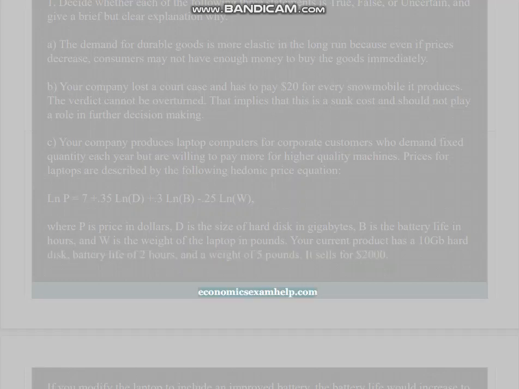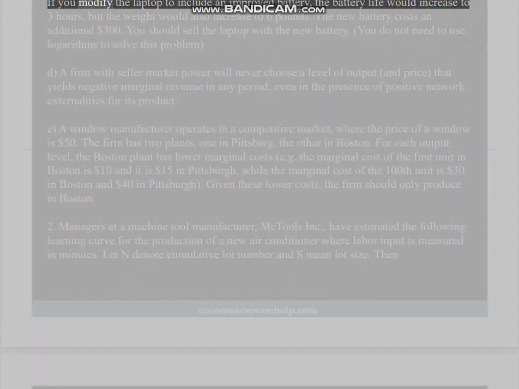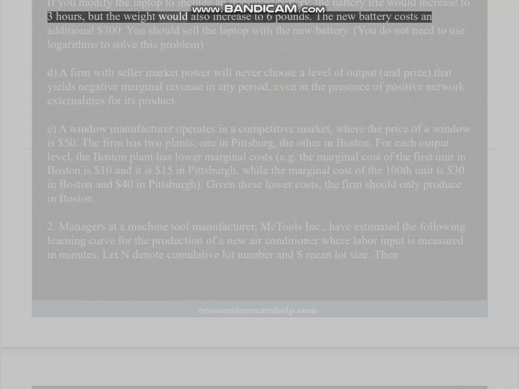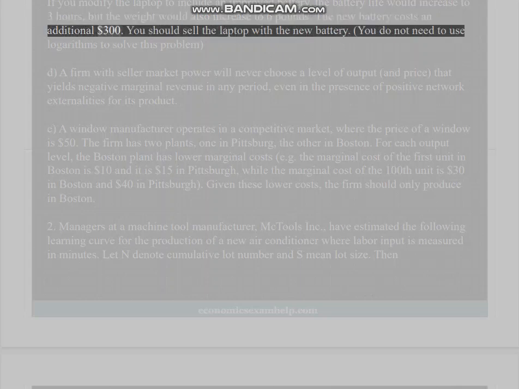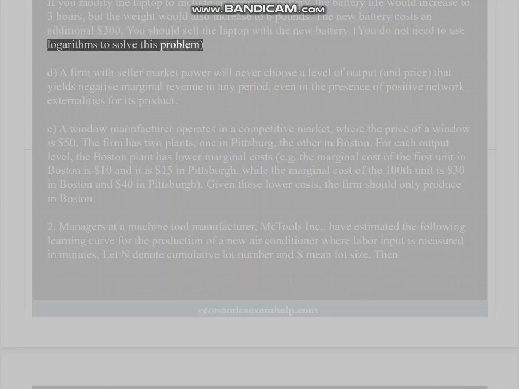If you modify the laptop to include an improved battery, the battery life would increase to 3 hours, but the weight would also increase to 6 pounds. The new battery costs an additional $300. You should sell the laptop with the new battery. You do not need to use logarithms to solve this problem.